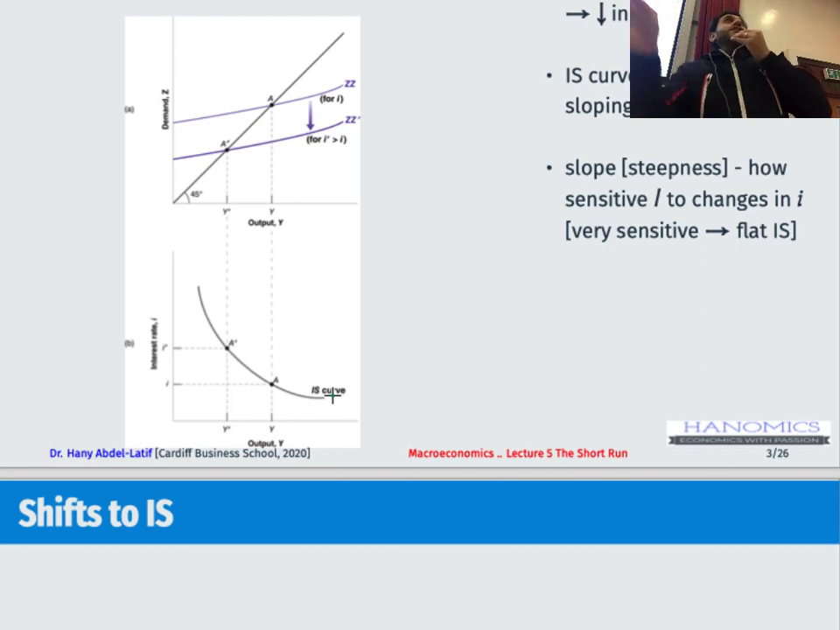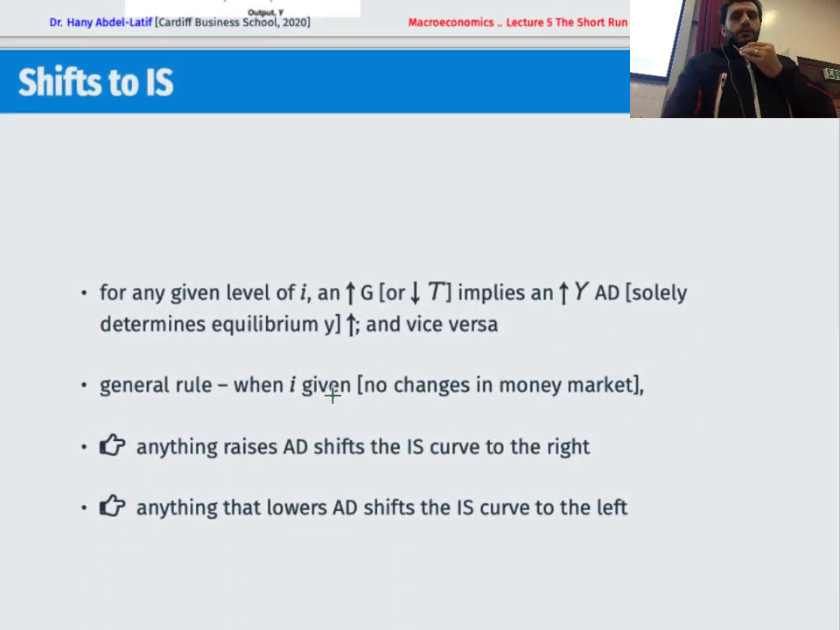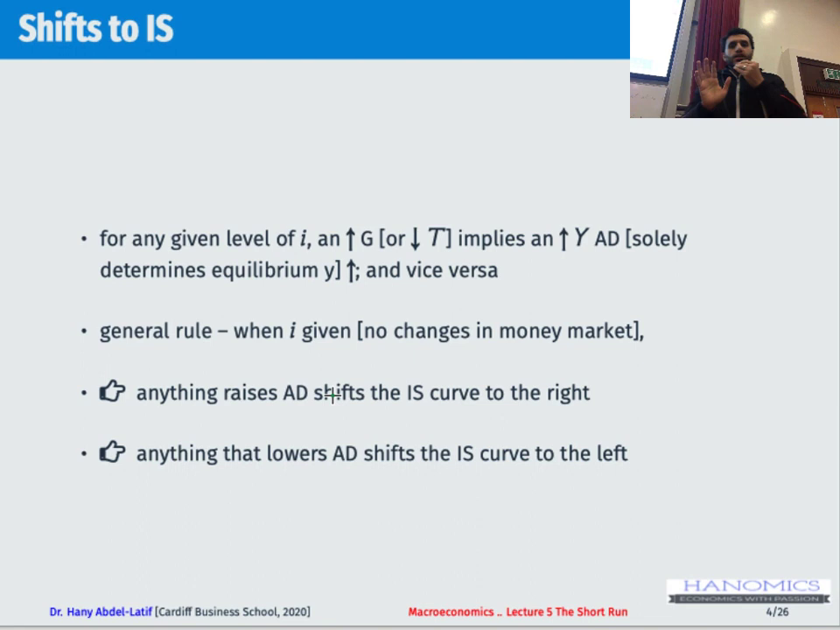So what would shift the IS? Just as a general rule, anything that would shift aggregate demand will shift the IS. Anything that will increase aggregate demand will shift the IS to the right. Anything that will decrease or lower aggregate demand will shift the IS curve to the left. Okay? So these are very important. Why? Because this is what we're going to do when we do policy analysis.